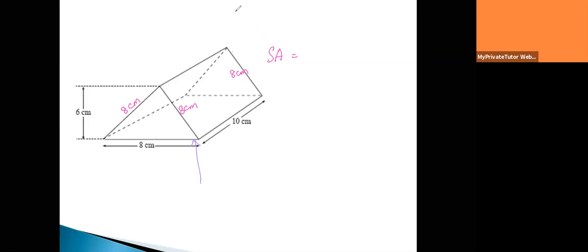See, the left one and the right one are rectangles, isn't it? So these are the rectangles. What are the dimensions? 10 times 8 is 80. And since we have a left rectangle and a right rectangle, we multiply by 2, so it is 160 centimeters square. So we are done with finding the rectangles' area.